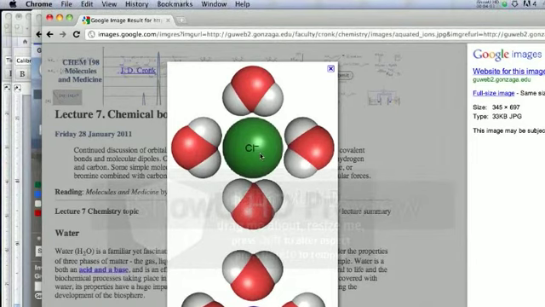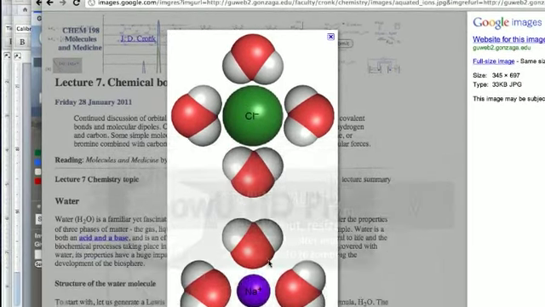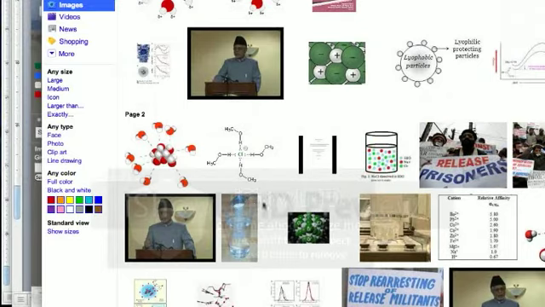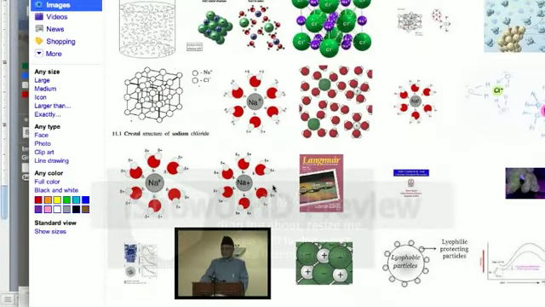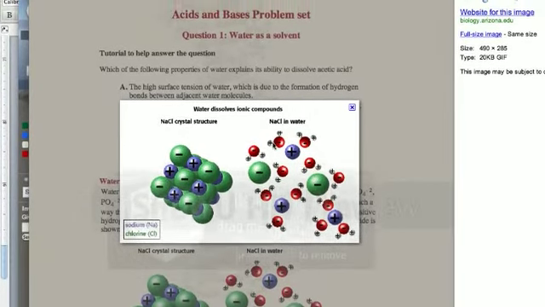Notice the orientation of the water. The positive hydrogens point towards the negative chlorine. The negative oxygens point towards the positive sodium ion. If I was to look at a picture of the crystal when it was all together, it would look sort of like this. Again, this is it when it's all together. This is it in water.